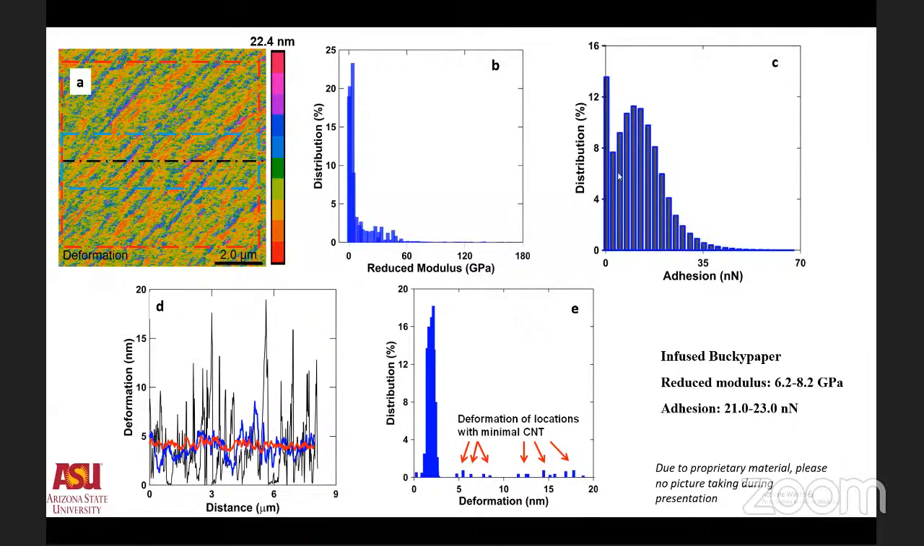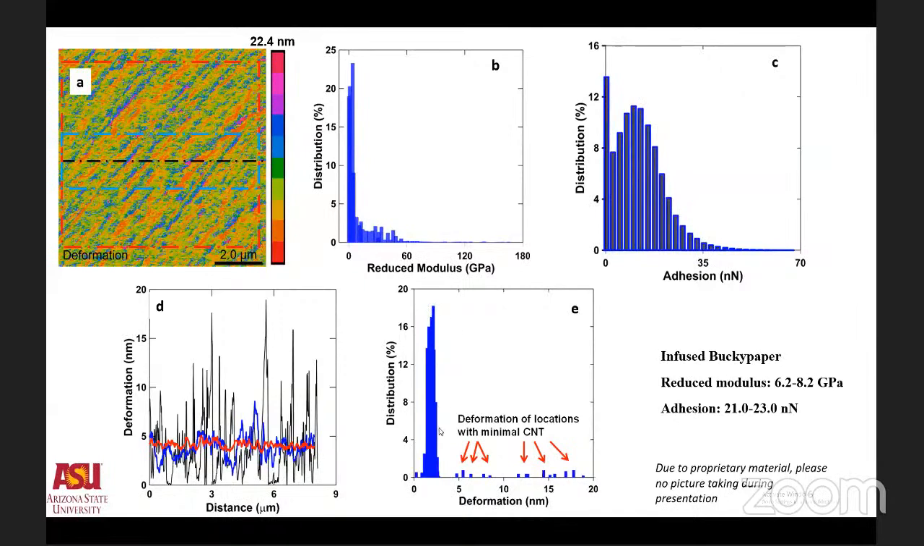The adhesion is bimodal, again skewed to the right, with two peaks. One is representative of the areas that don't have infiltrated epoxy in them, so it's pretty much a void or CNT with no epoxy, and it shows less than 1 nanometer adhesion. The max is between 15 to 25 nanometer.